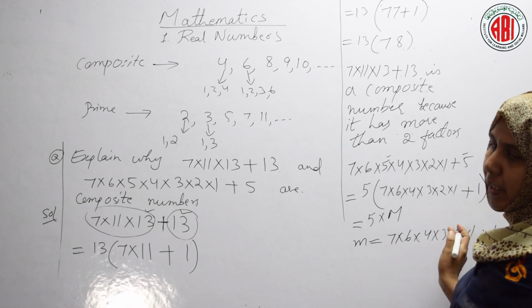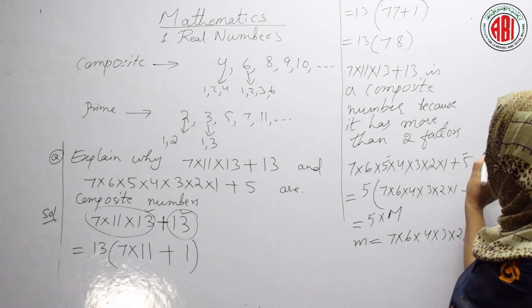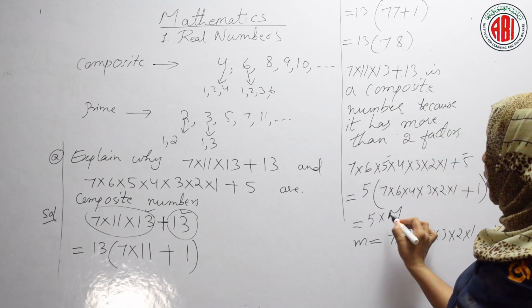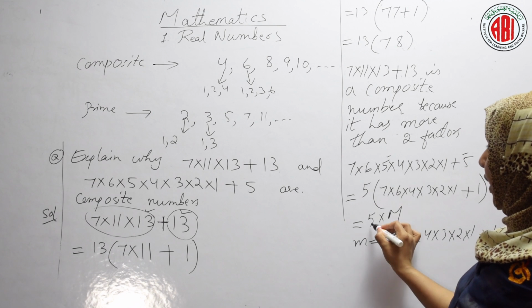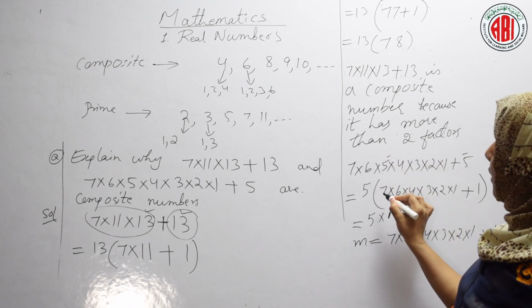If you want, we can multiply these numbers also. Instead of multiplying, we can say that this number is also a composite number because it has more than 2 factors. We can say this 5 is a factor of this number, and this complete number is another. If you solve this, you will get some number.